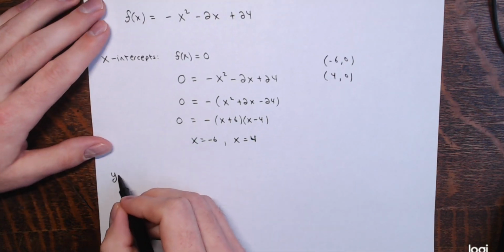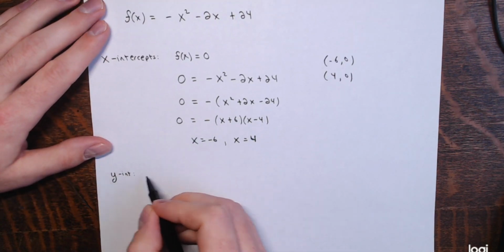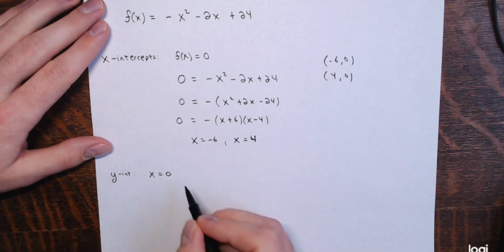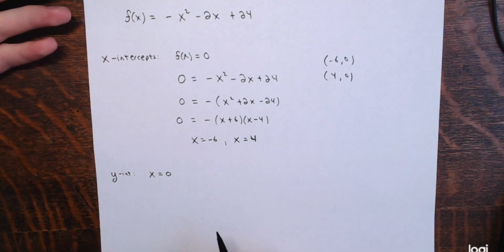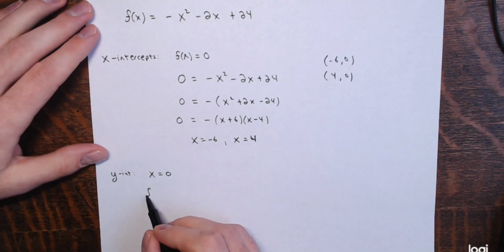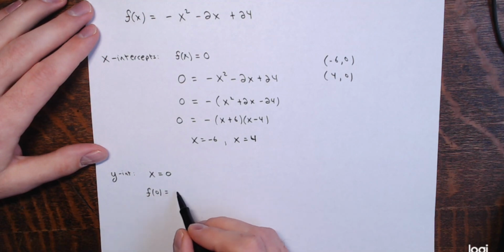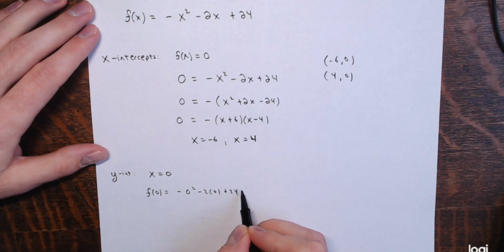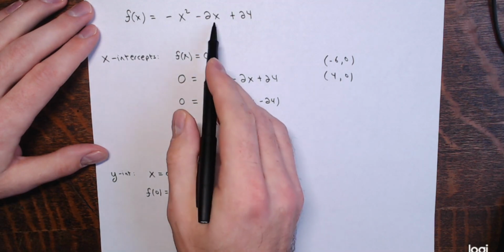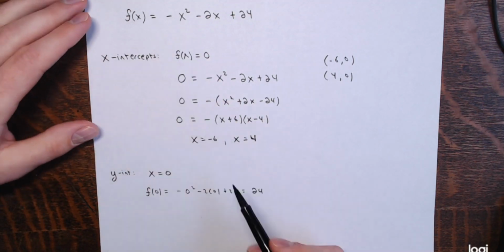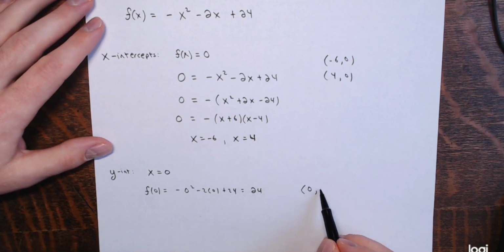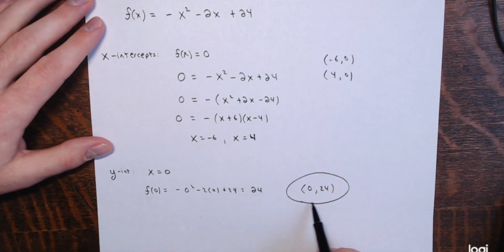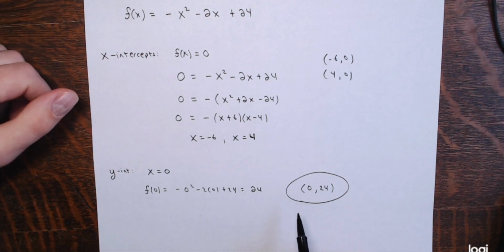And then the y-intercept, again, is very simple. Just let x be 0, right? If you're on the y-axis, the input is 0. And so f of 0 is simply the opposite of 0 squared minus 2 times 0 plus 24. It's just 24, right? Everything with an x in it would just disappear. And so 0, 24. There's the y, and that's what they want in this particular problem.